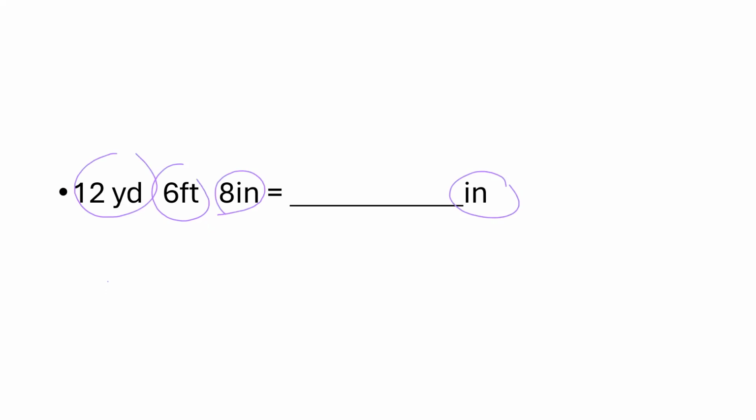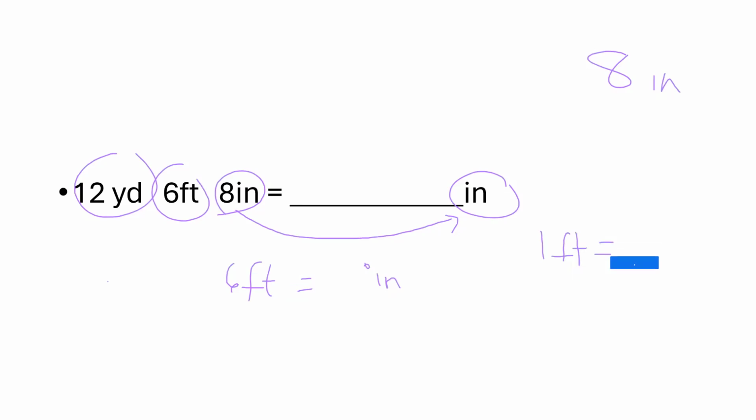So first of all, we already have 8 in inches. So I'm going to write that down, 8 inches, so that I don't have to convert. Now I've got to convert 6 feet to inches. And I know that the conversion from feet to inches is that 1 foot is 12 inches. So I'm going to use that. 1 foot is 12 inches.